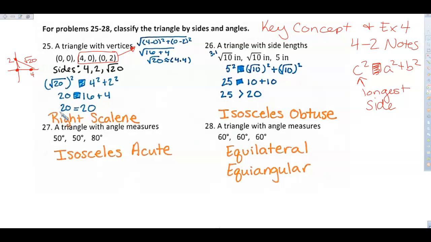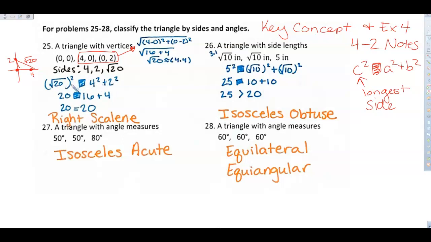All right. Now, we need to know which side is the longest side. So I put square root of 20 in my calculator, and I get that it's about 4.4. So it's longer than 4 or 2. That means the square root of 20 is my c. So I'm going to compare the square root of 20 squared with 4 squared and 2 squared. These are my a and my b. They're the smaller 2 sides.